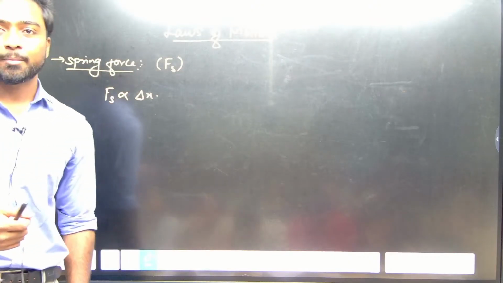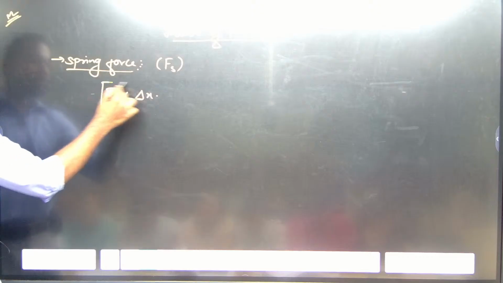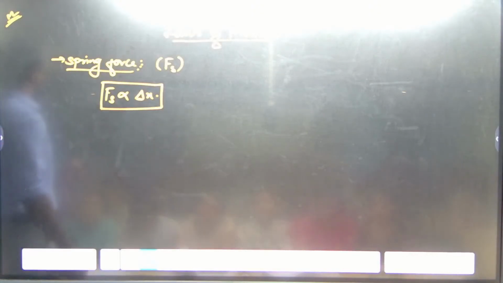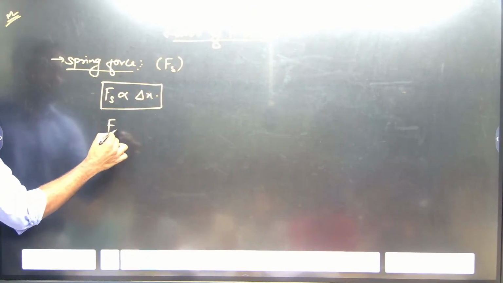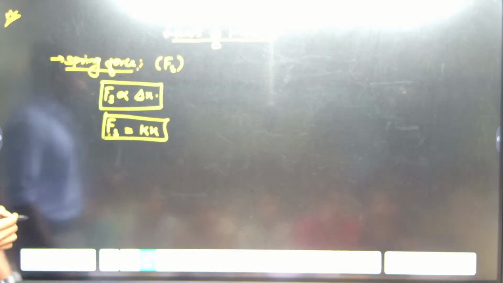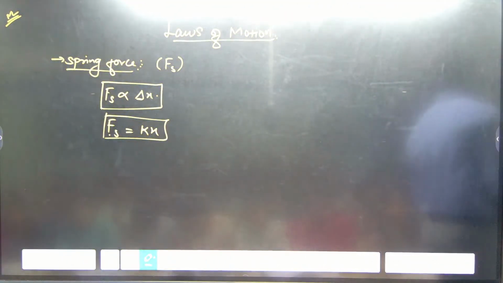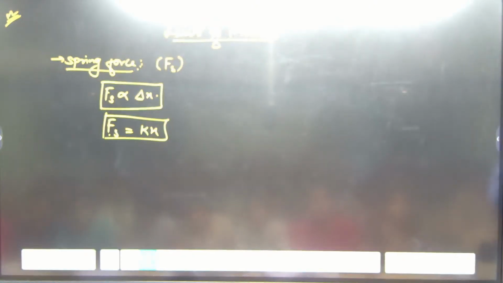Like change in length, either it can be elongation or compression. So it is directly proportional to the force we have applied on the spring. So Fs will be equal to kx. This is the formula. Take it down. So what is the unit of the spring constant? Newton per meter.